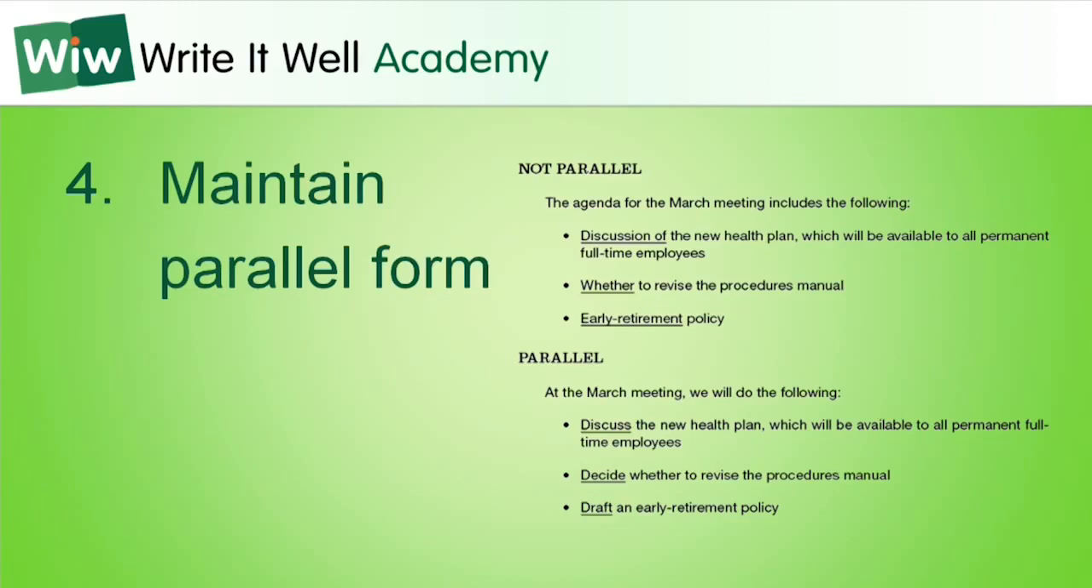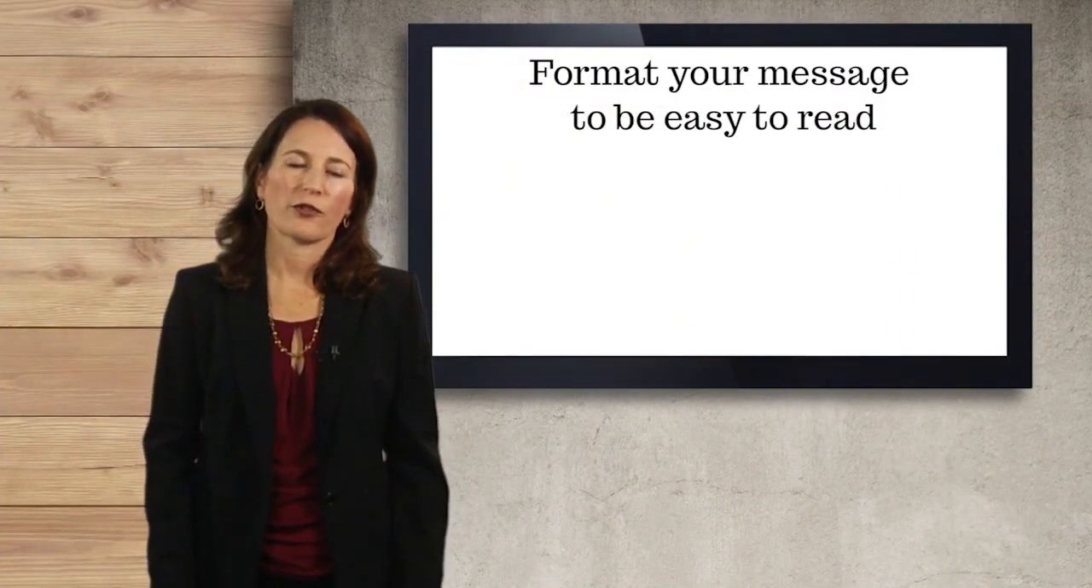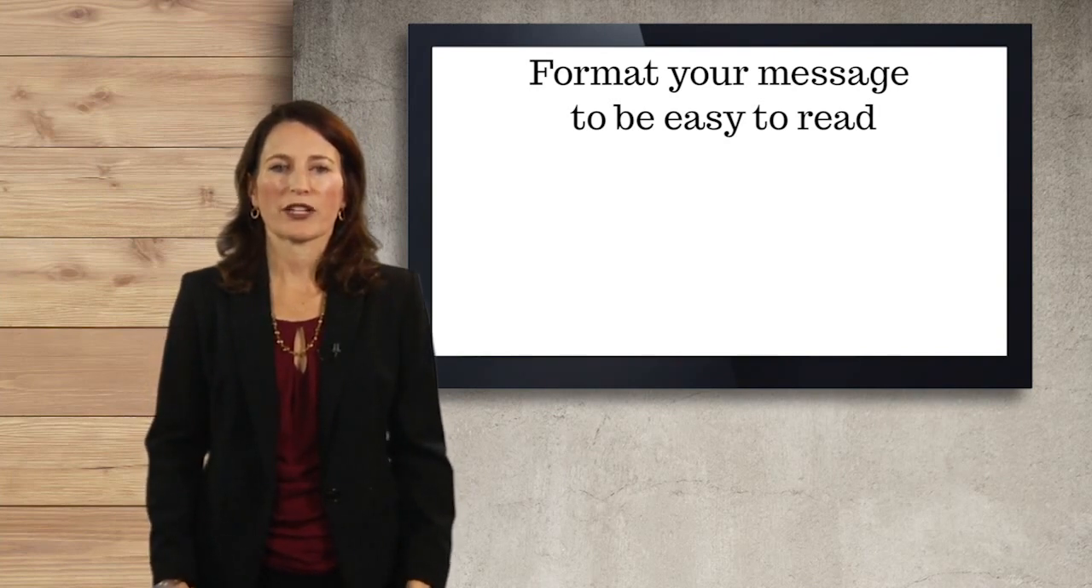Okay, so in this example, the first one, they are not parallel. It starts with discussion of whether to, and then early retirement policy. So as your reader is reading down that list, they're getting a bit confused or at least slowed down. Instead, start in the same way, in parallel form. So it starts here: discuss, decide, and draft. Okay, that's a great way to present a professional image to your reader, and again, to avoid lots of common grammar and punctuation mistakes.